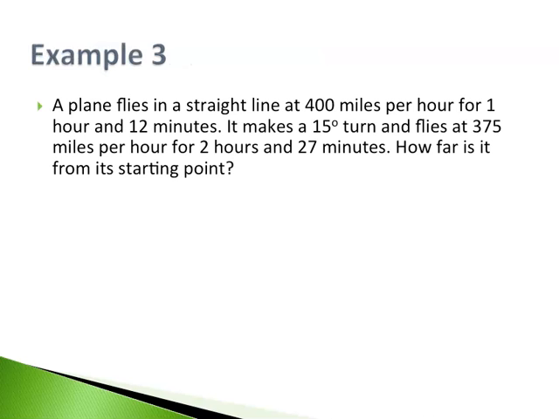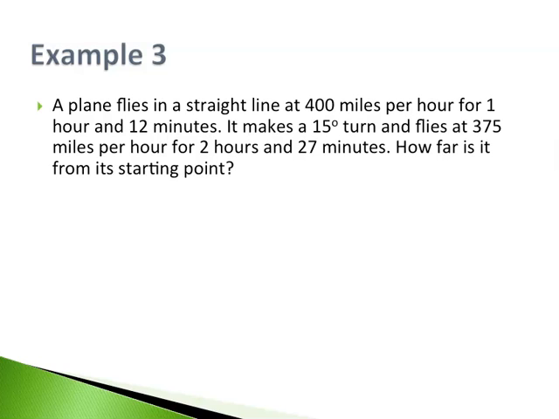Here's the first one. A plane flies in a straight line at 400 miles per hour for 1 hour and 12 minutes. It makes a 15-degree turn and flies at 375 miles per hour for 2 hours and 27 minutes. How far is it from its starting point?